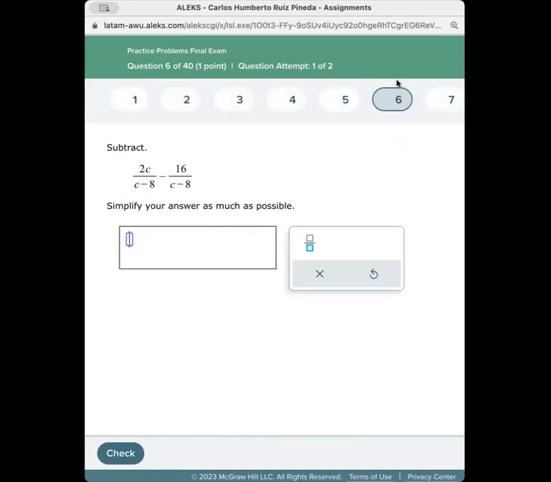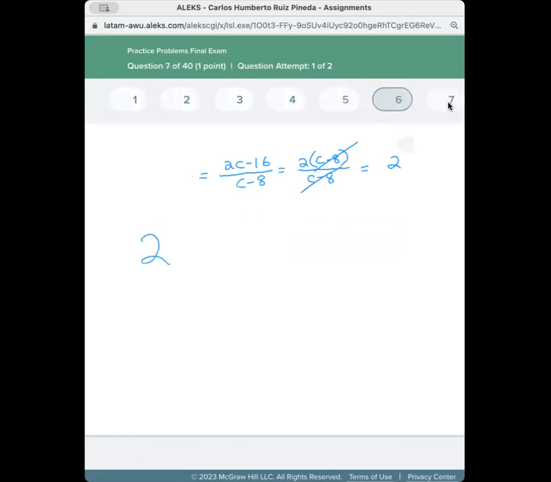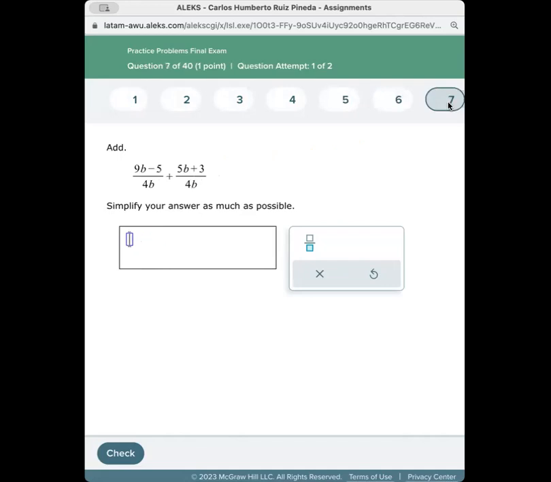Next, we need to subtract these algebraic fractions. They have the same denominator, so we just add the numerators: 2c minus 16 over c minus 8. The denominator we cannot simplify, but in the numerator we can. We can factor the 2, we multiply c minus 8. And then we notice that we can eliminate c minus 8, and we get, as a result, 2. And we're super done.